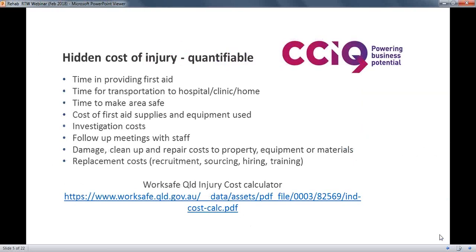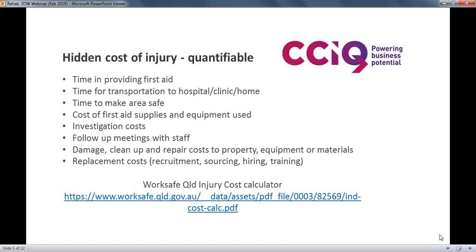So now, the next couple of slides, I just wanted to go over the hidden costs, the quantifiable and non-quantifiable. Now, I'm not going to go through that list, but it's pretty evident yourselves. If I asked you a minute ago, could you list what's quantifiable, you'd probably come up with most of those. But WorkSafe Queensland have got a really good injury cost calculator, and I'd recommend after the presentation, when you get the slides, jump onto their website and have a look at this calculator.